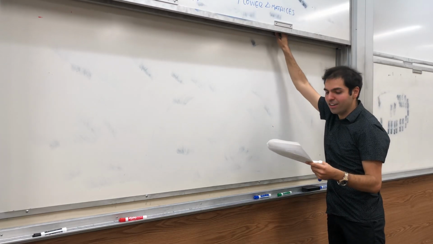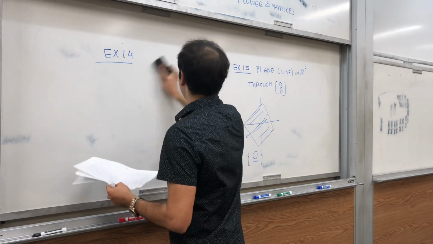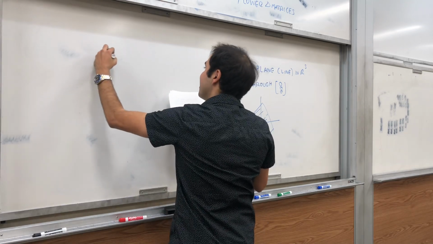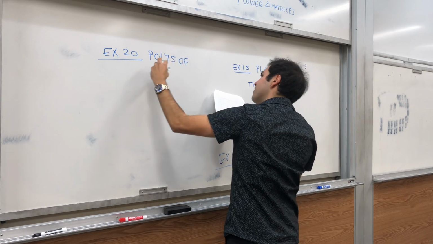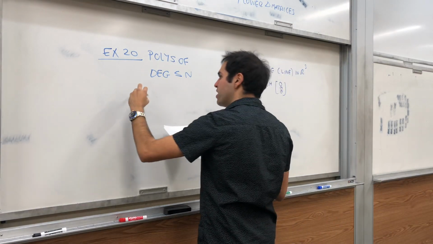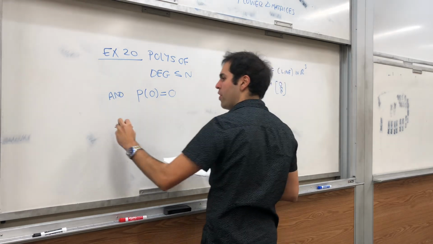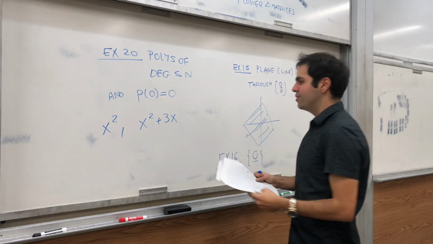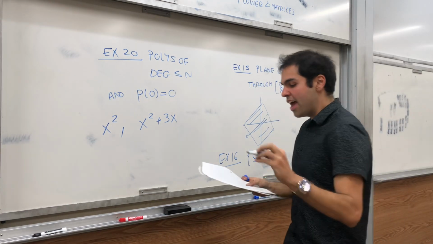And going back to our functions, you can generate other kinds of vector spaces. So, more specific polynomials. Example 20. Polynomials of degree less than or equal to n. So that's our mother space, but with the requirement that P of 0 is 0. So think x squared, x squared plus 3x. You see, basically polynomials without constant terms. Those also form a subspace, hence a vector space.